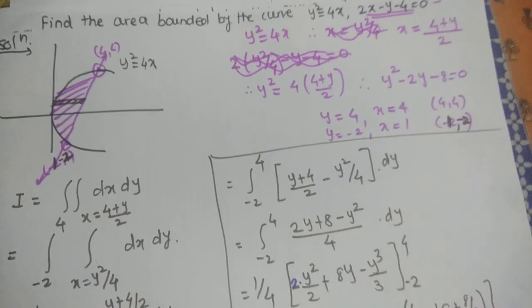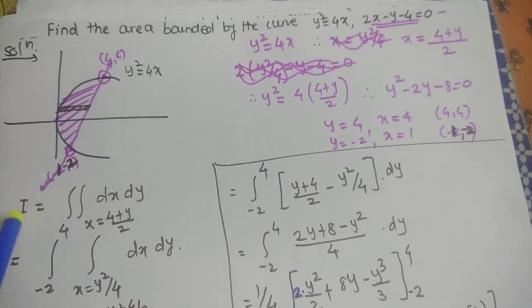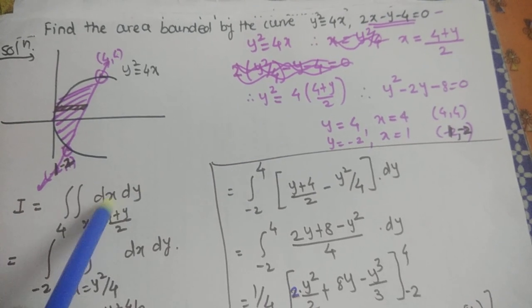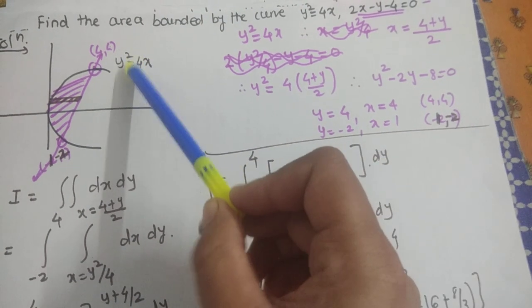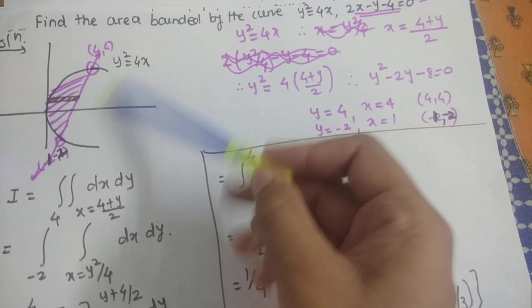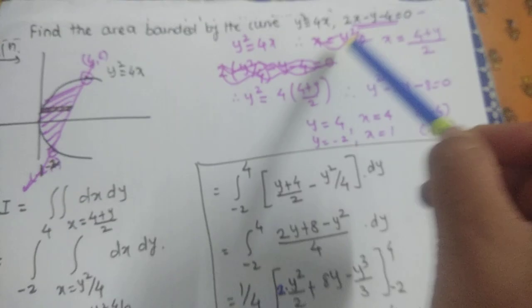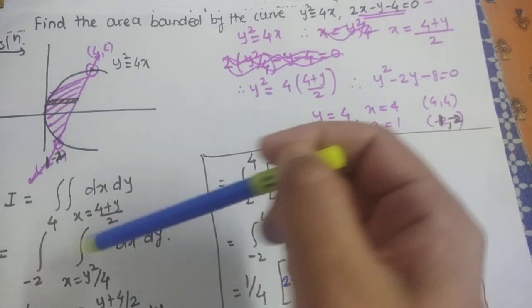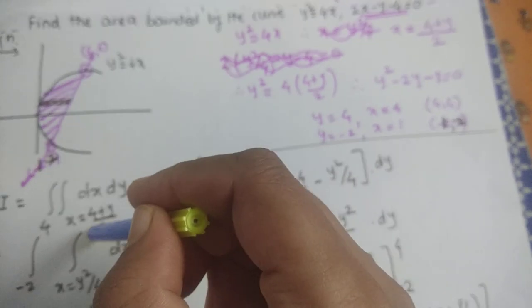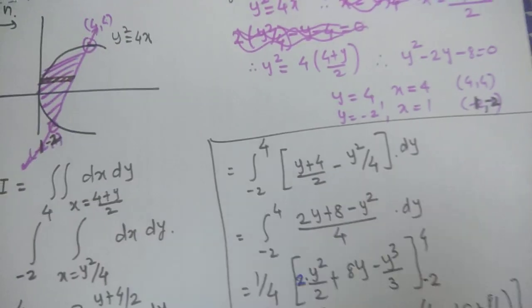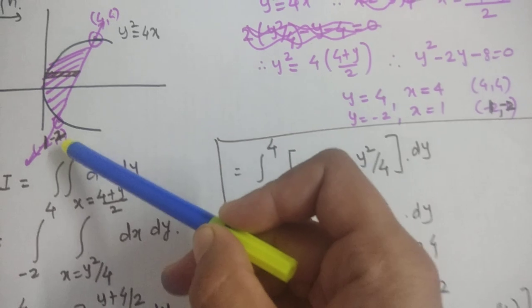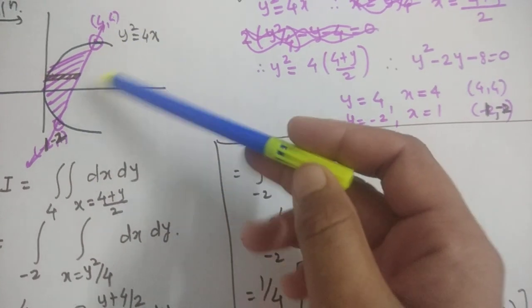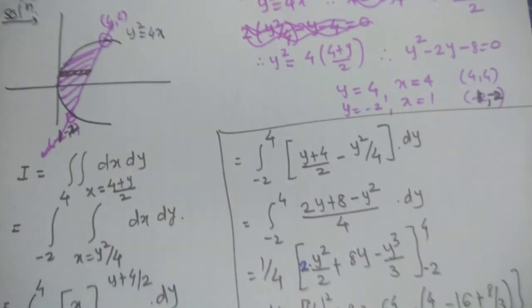So we know that the formula of double integration is area equal to double integration dx dy. Limits of x vary from the curve, that means y square upon 4, to the line, and the equation of the line is 2x minus y minus 4 equal to 0. So x is (4 plus y) upon 2. Now limits of y vary from what? Minus 2 to 4. So limits of y are minus 2 to 4.